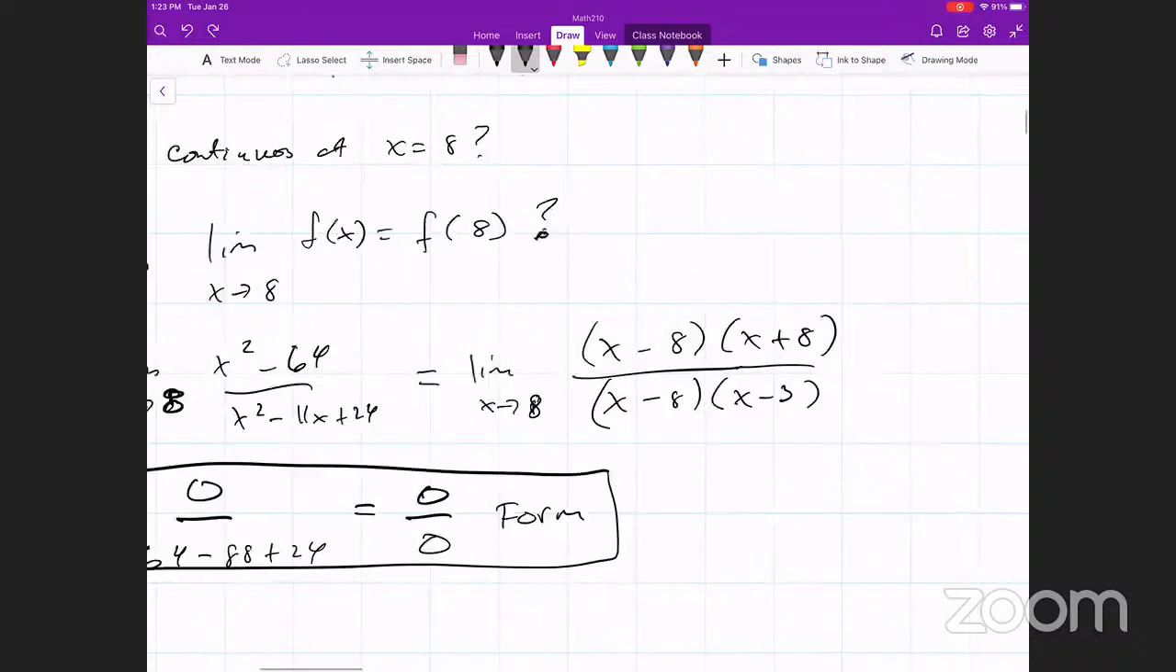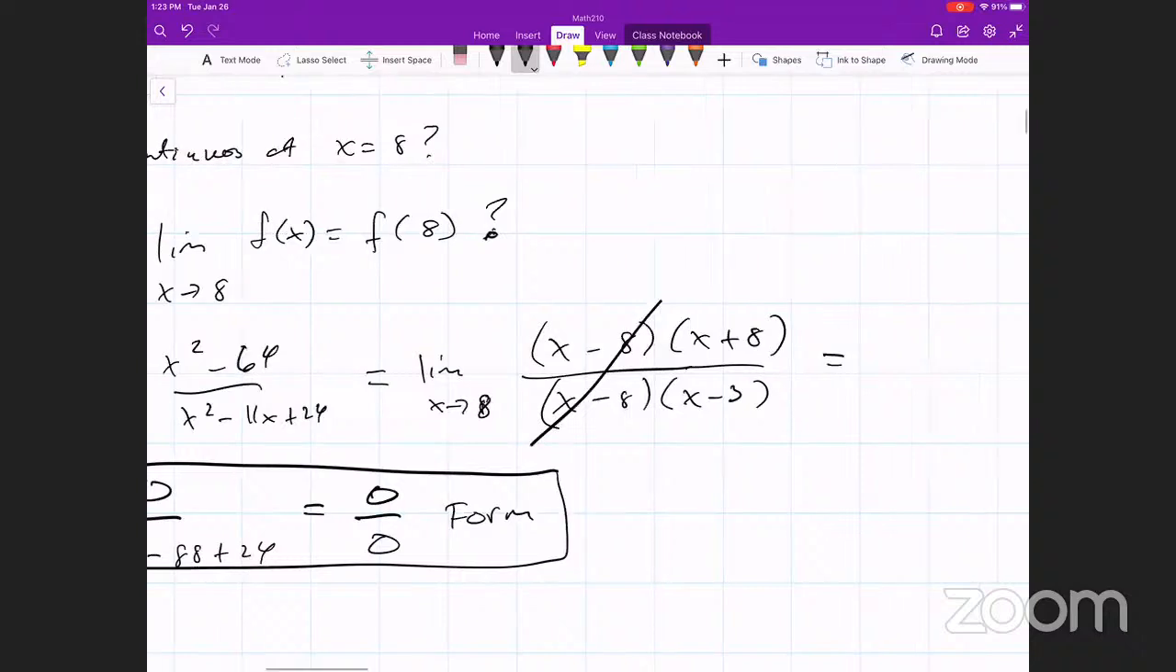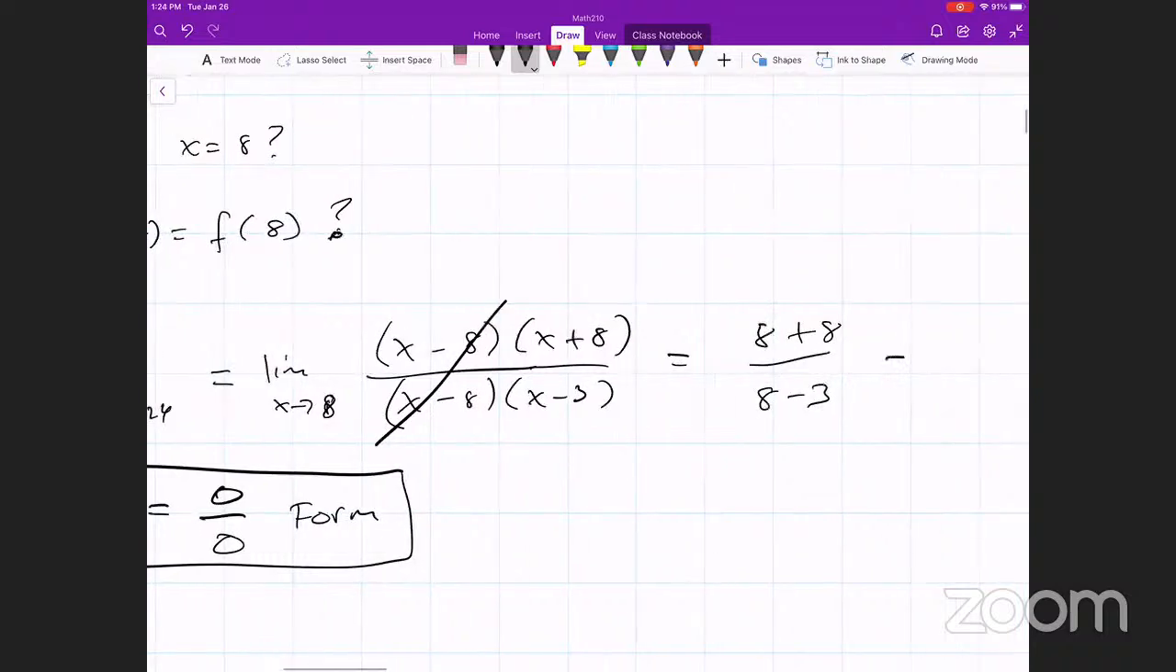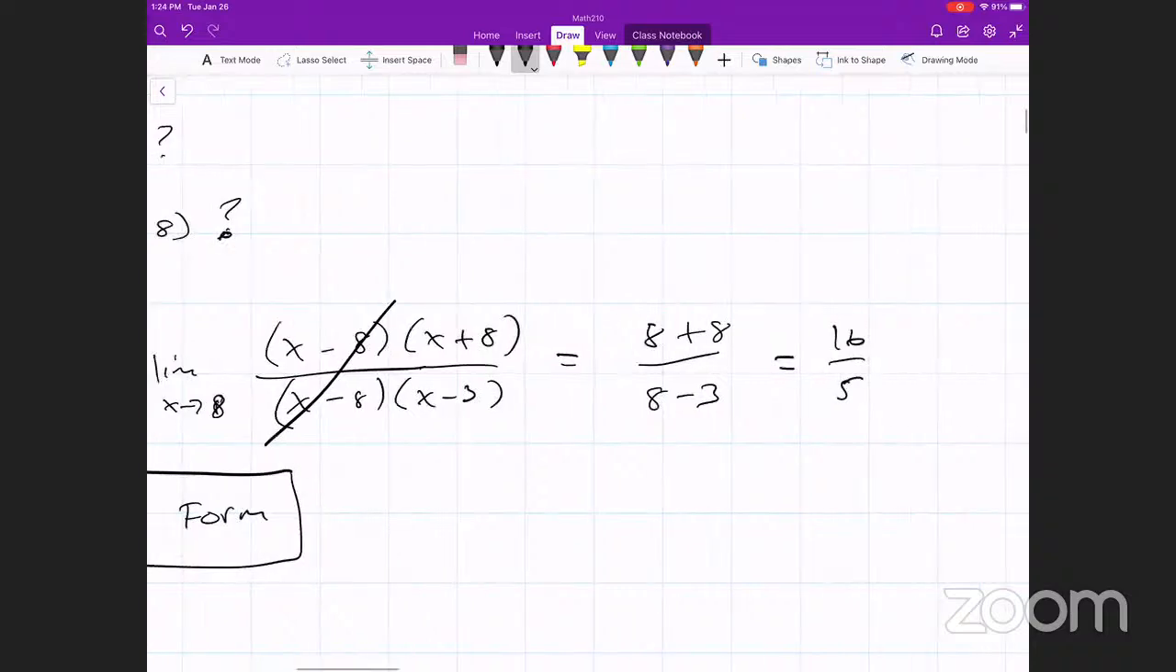Now if we look at that, we notice that this simplifies. For values of x not equal to 8, they cancel. When x is close to 8, like 7.99 minus 8 divided by 7.99 minus 8, those two numbers will cancel, no matter what x I have, as long as x is not equal to 8. So now, what's the limit of this simplified rational function? It's a lot simpler, and it's just 8 plus 8 over 8 minus 3. That one doesn't have a problem, so 16 over 5 is the answer.